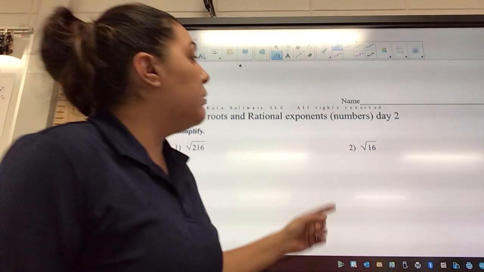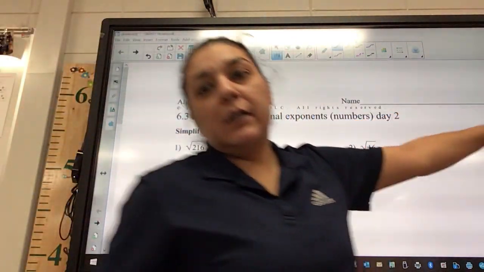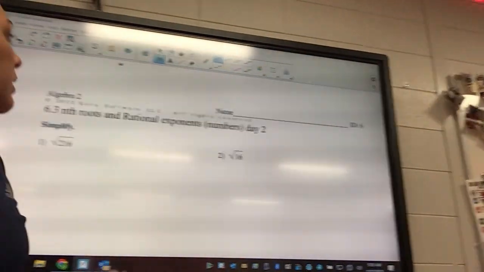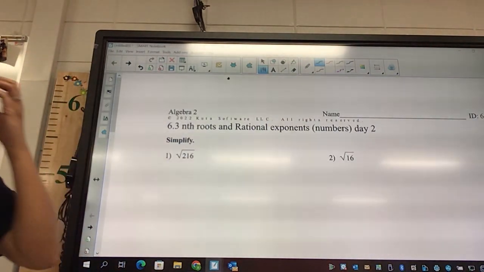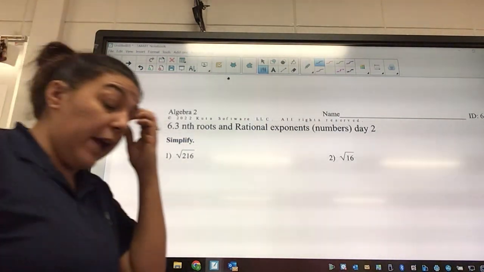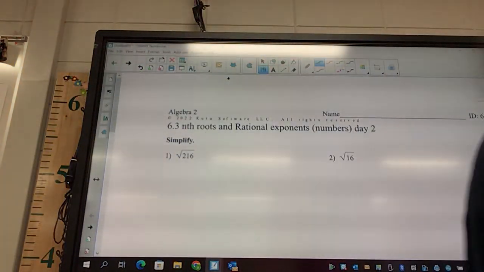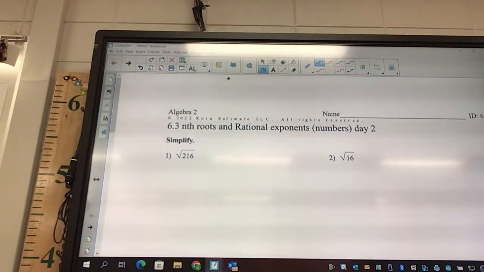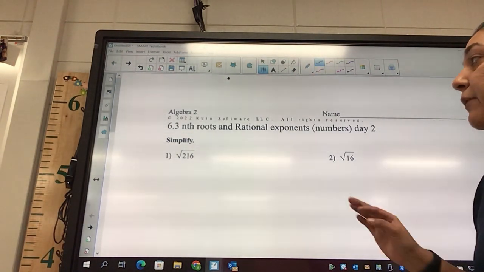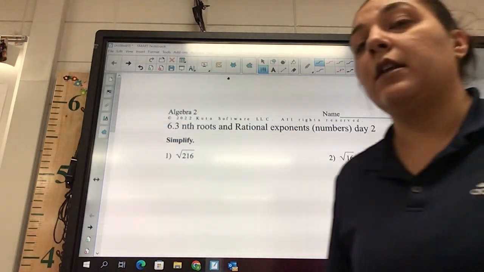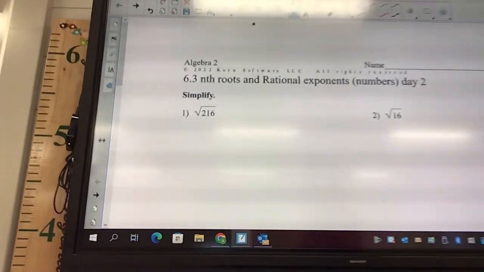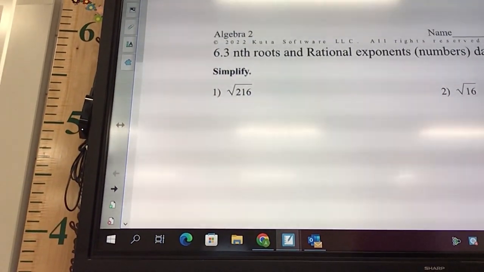Today you should be doing ID 6. It says ID 6 in the corner. It's the radicals, day 2. So we did this yesterday. I'm not entirely sure how much of a difference there is from yesterday's to today's, because I have not looked it over. So watch the video, do my half, and then do the other half and turn it in.